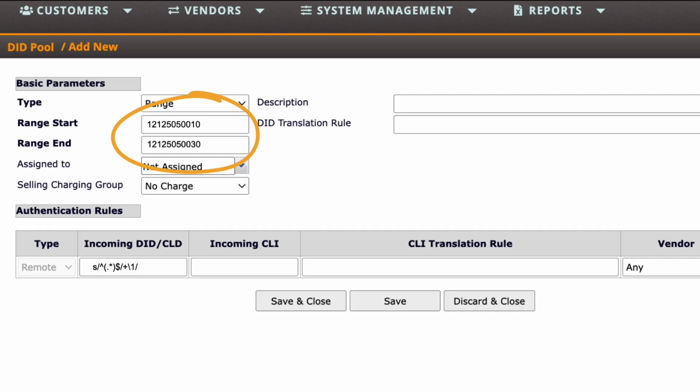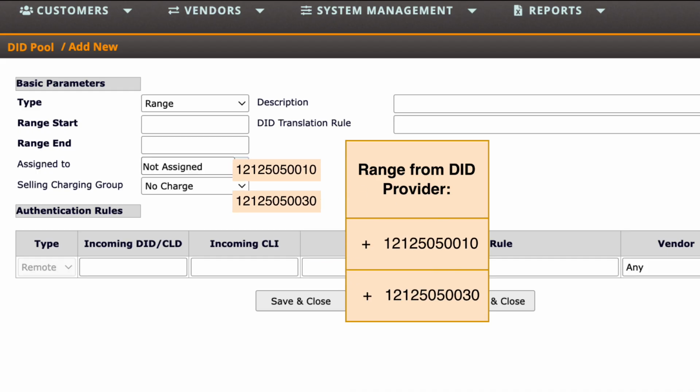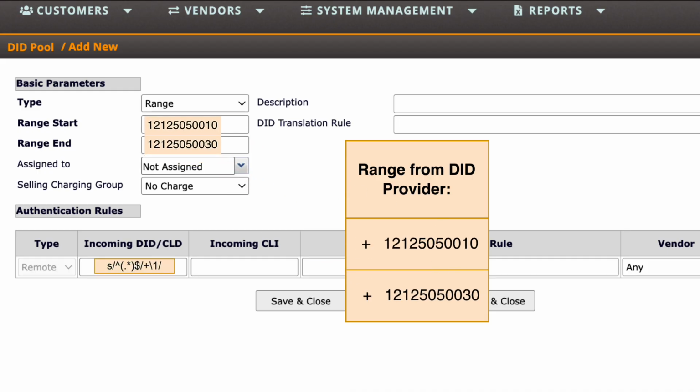For example, assume we purchased a range of numbers from a DID provider, from +12125050010 to +12125050030. But for ranges, we cannot specify the range with a plus sign, only numeric values are acceptable, so we have to use only the number part of the CLD, and a translation rule to add the plus sign, to make it match the incoming CLD from the DID provider in the SIP requests.